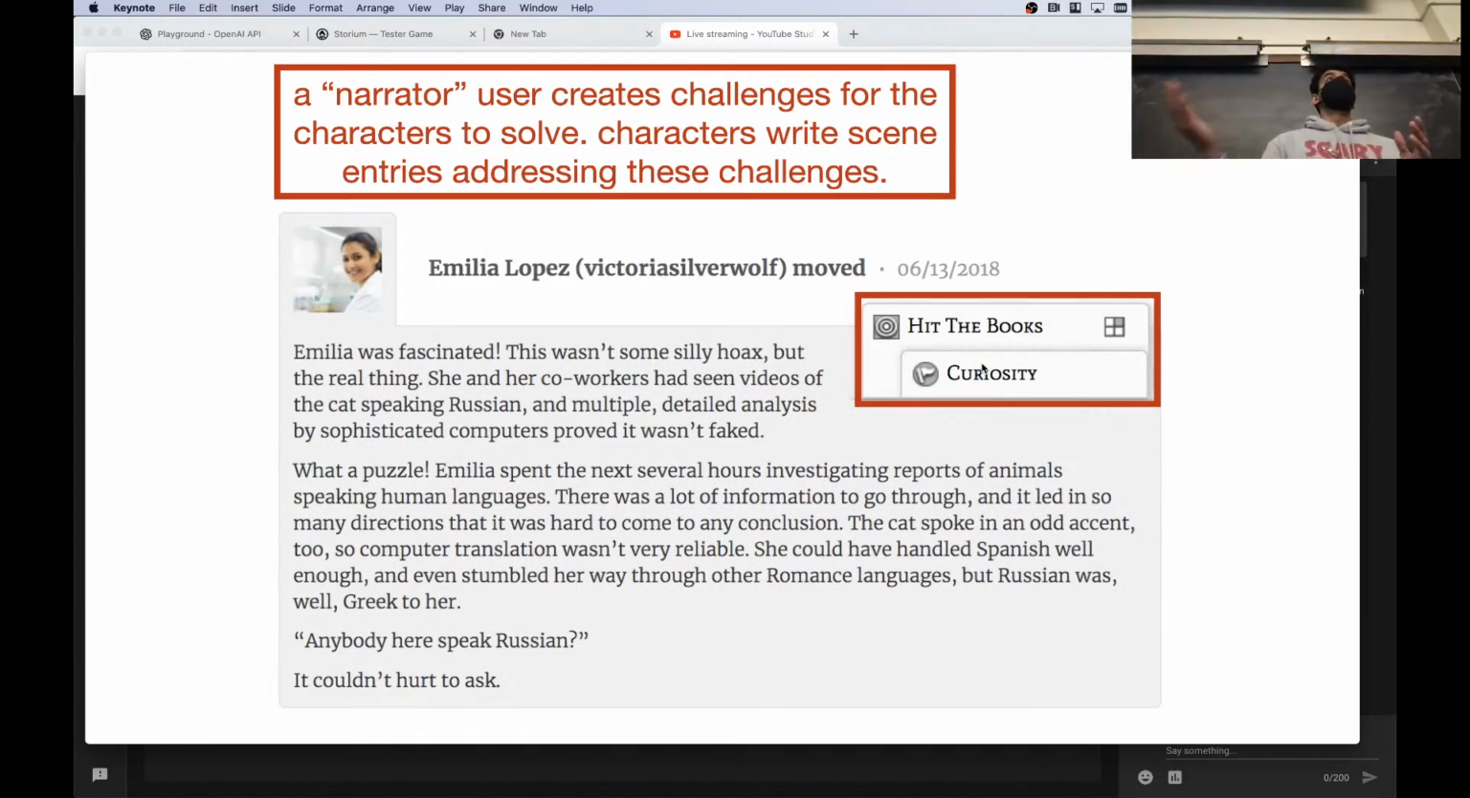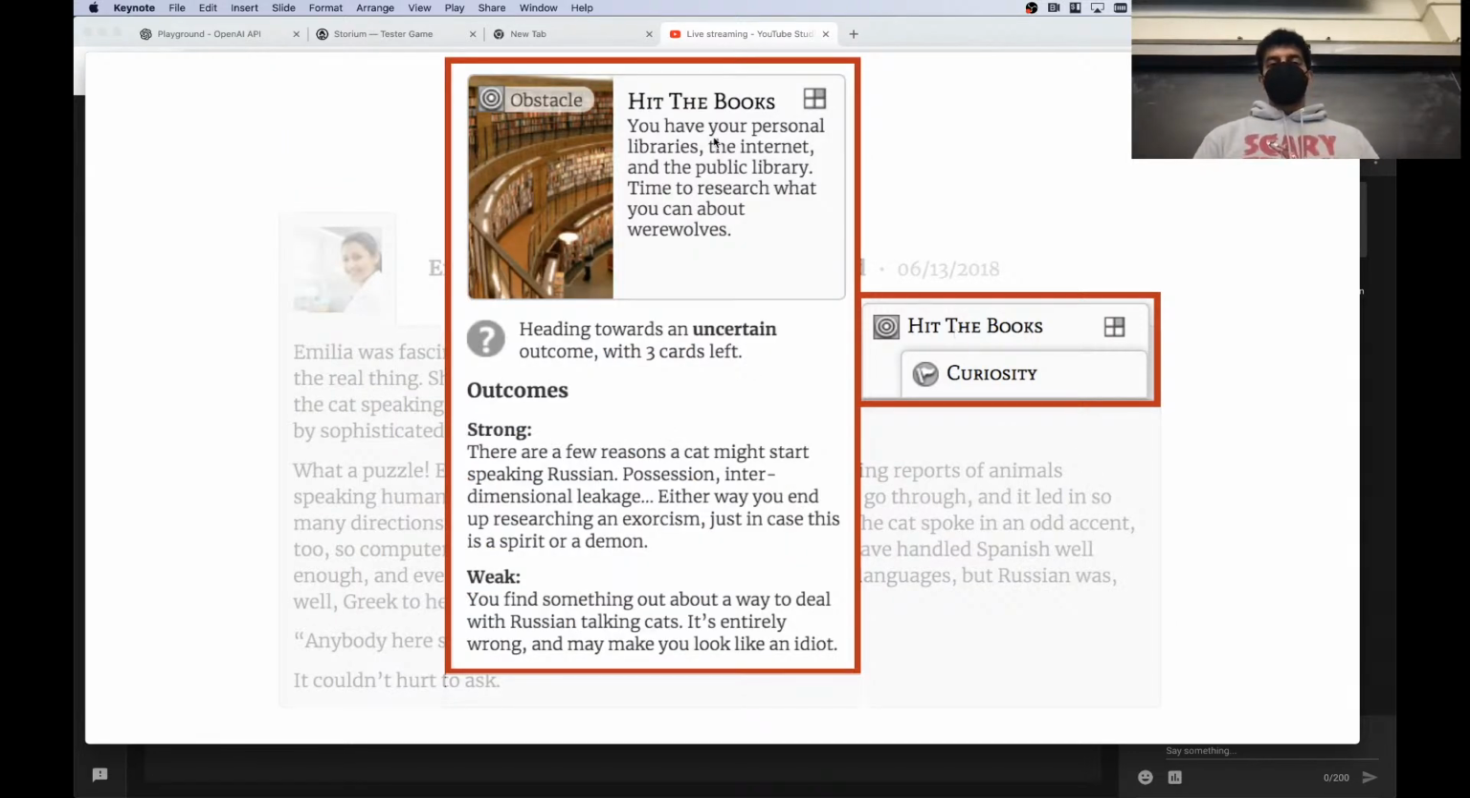There's one user called the narrator that comes up with the challenges. That's their job, so they're not actually playing in the game. Here, Emilia is trying to write some text of a scene that addresses this challenge, Hit the Books. The Hit the Books challenge says, you have your personal libraries, the internet, and the public library, time to research what you can about werewolves. So this is the goal of this character at this point in time.